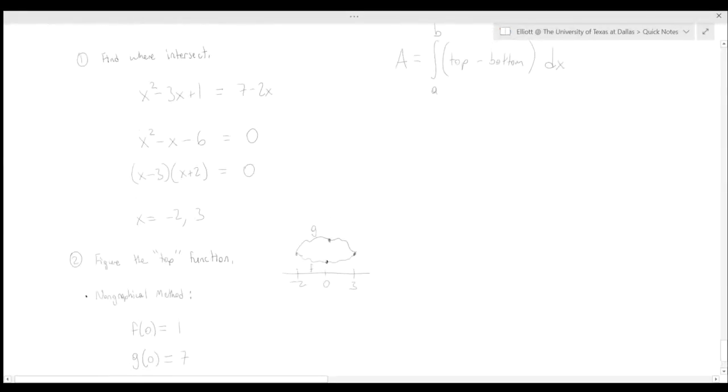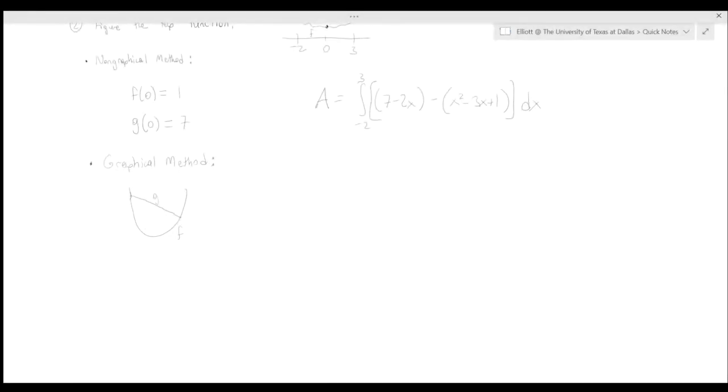All right, but once we have all of that, what we can now do is just set up the integral to calculate the area. So we're going to integrate from -2 to 3. And then we're going to do the top function, which is g of x, minus the bottom function, which is f of x, which is the quadratic, like that. Yeah, so we'll take a look at that when we get to problem number 4. All right, so then at this point, you would just work this out to calculate the area.